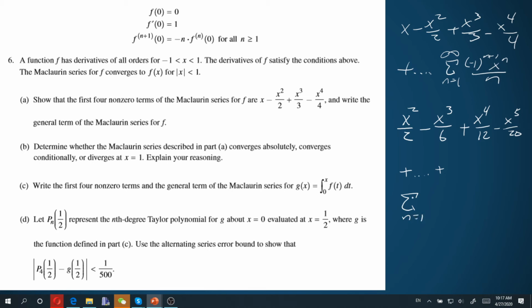So negative 1 to the n plus 1, x to the n plus 1, over n plus 1 times n. Okay, that's good.